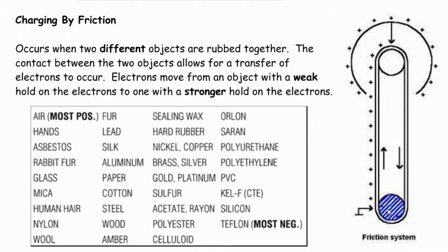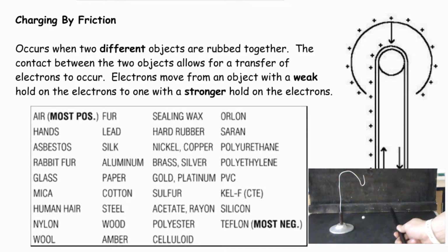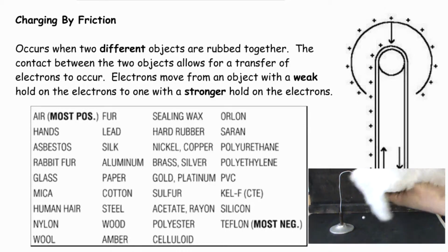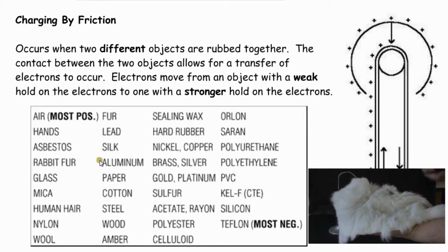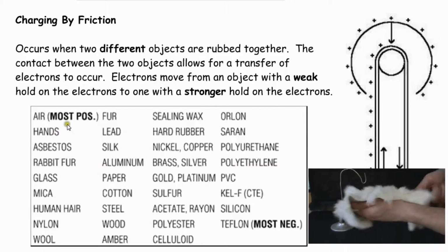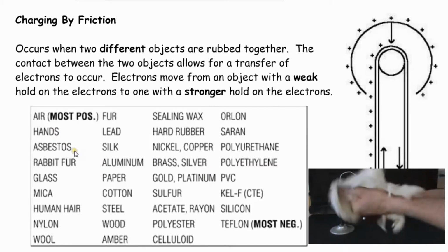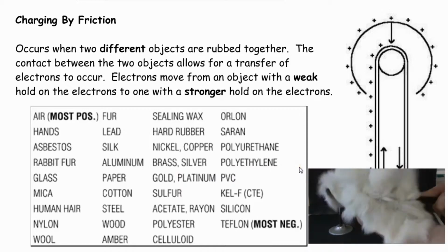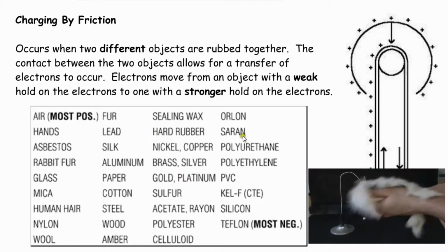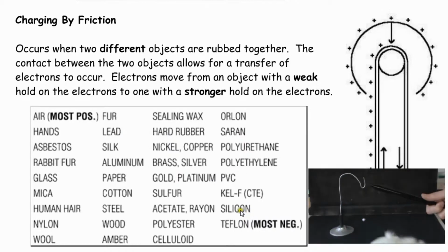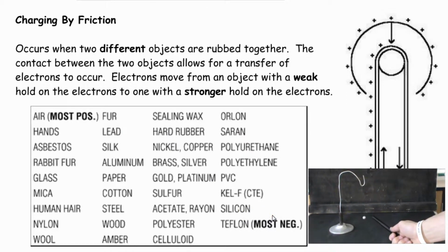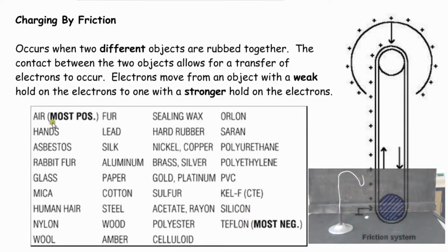If they're rubbed together, electrons are transferred from one object to another. Depending on their affinity for electrons, the electrons will always jump to one object over another. In the box here, we have a list of objects that, when rubbed together, have less or more affinity for their electrons. The objects on the right side of this box are more electron loving, and so they will gain electrons if rubbed with an object on the left side of this table.